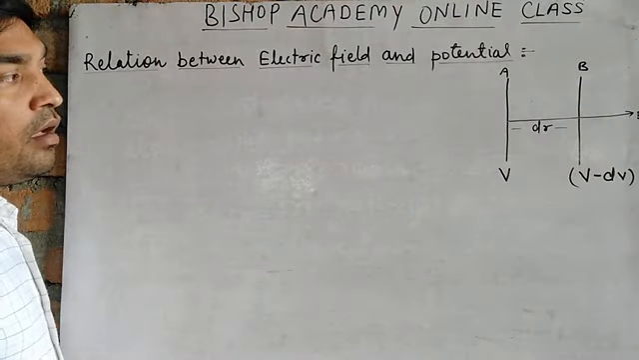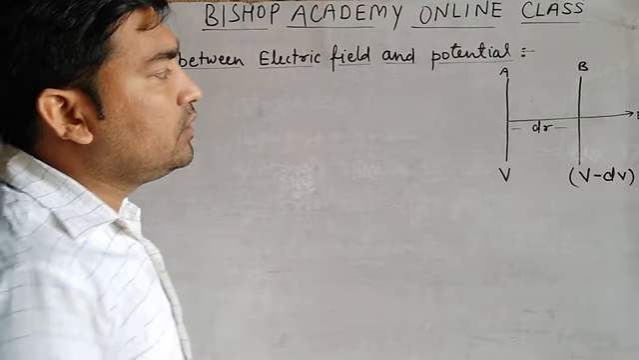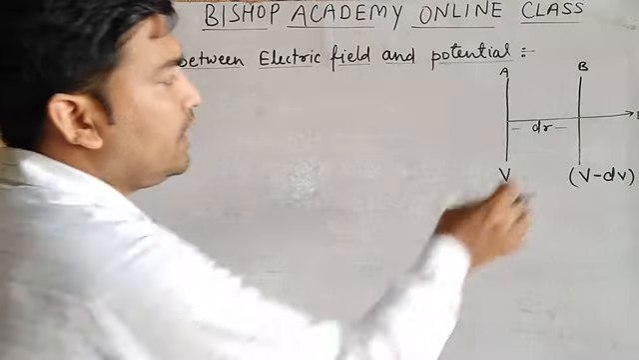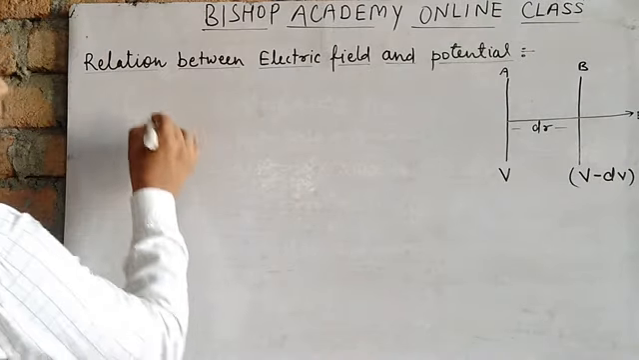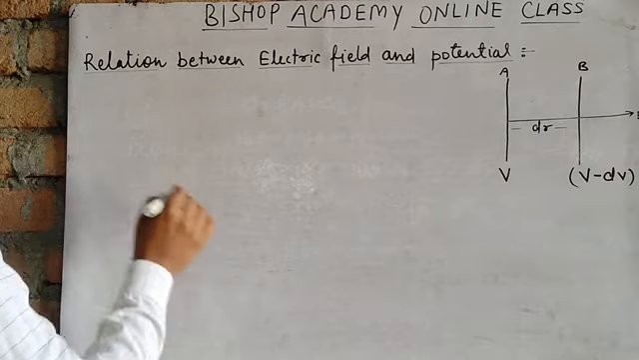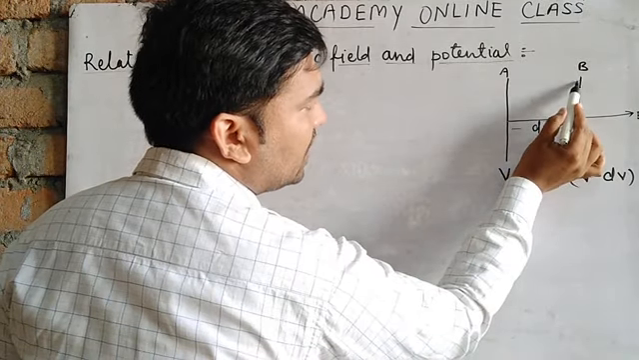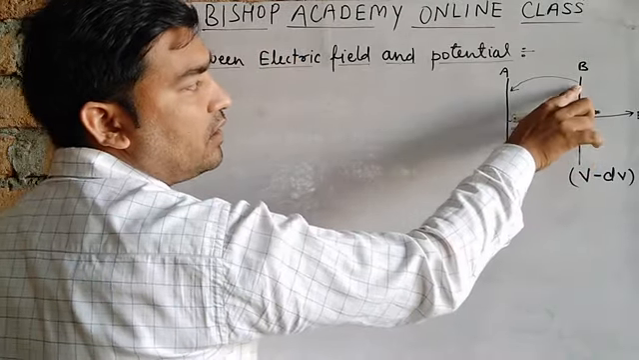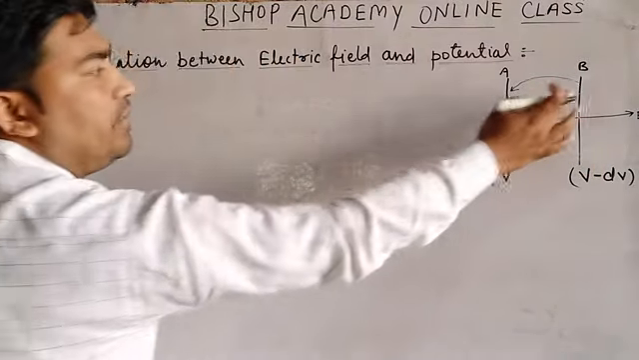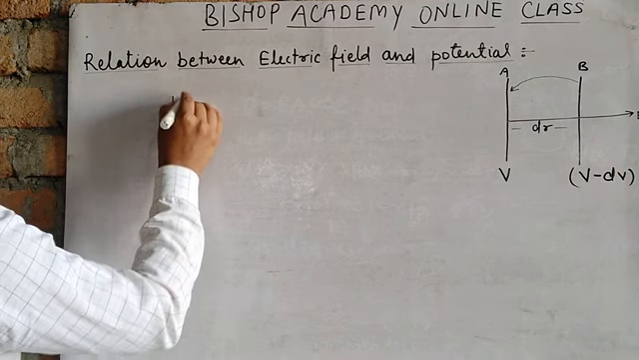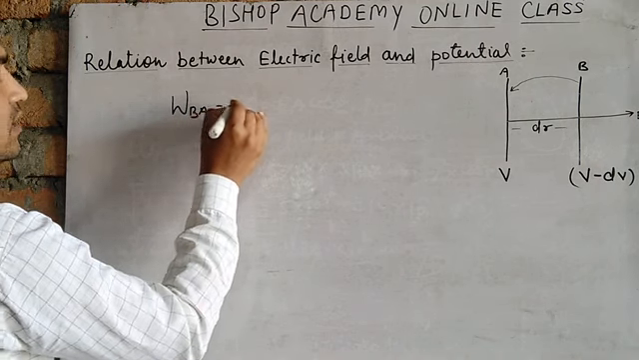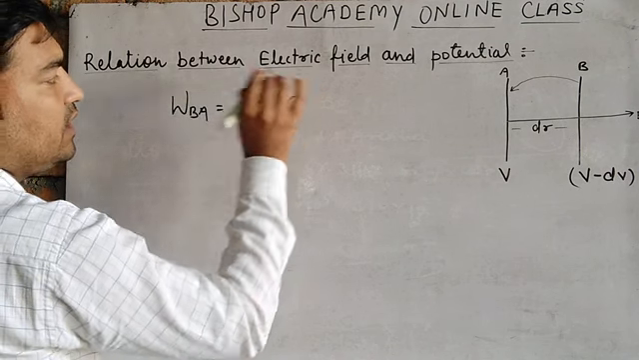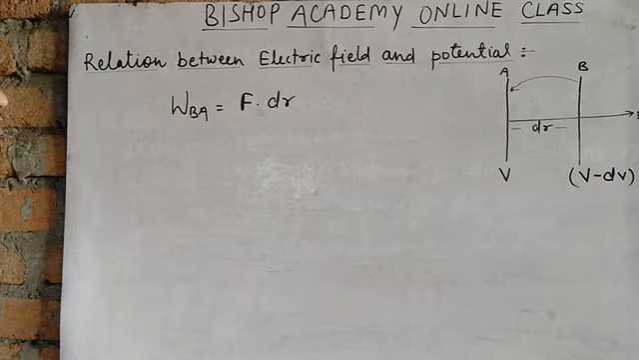Now, if we find the electrostatic work done in this situation, or when we bring a test charge from plate B to A, the work done W_BA is force into displacement. Displacement is dr. It's okay?